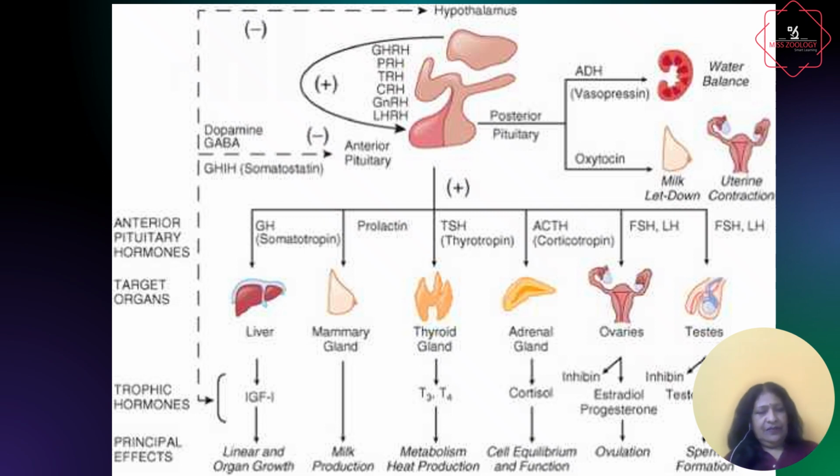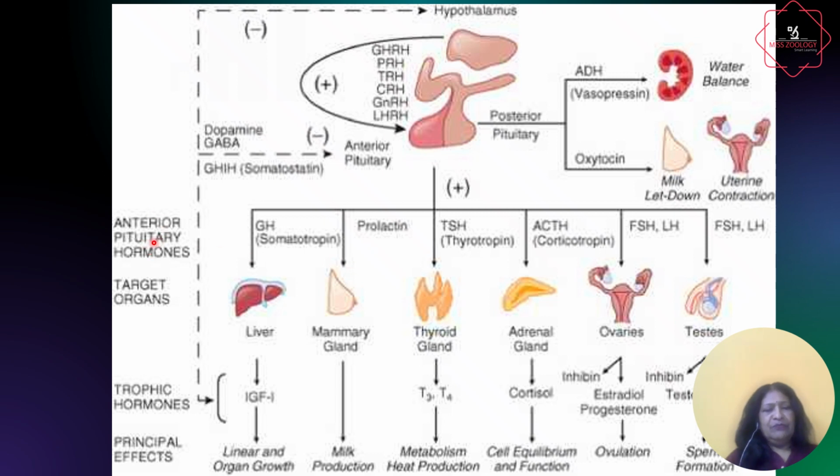Here we are trying to see how the action is happening through the hypothalamus via the pituitary. This is actually, I have tried to show you a feedback mechanism.